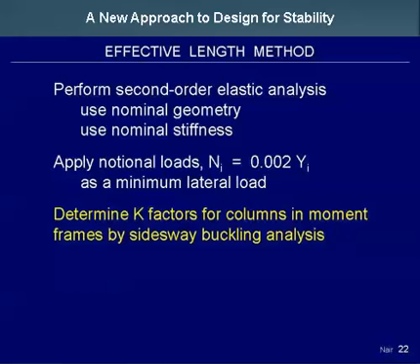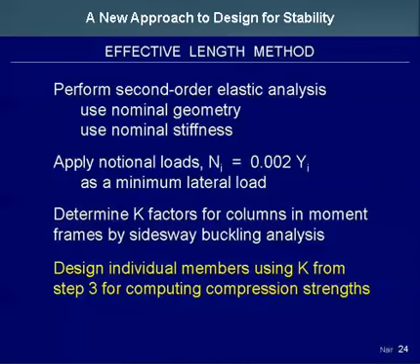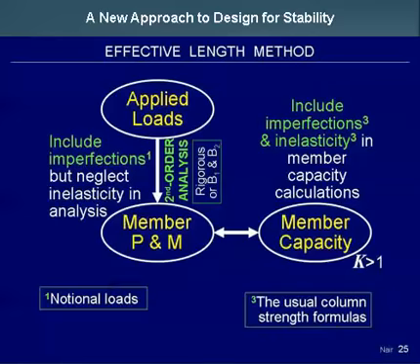Determine K factors for columns and moment frames by sidesway buckling analysis, and this is the step that I have no idea how to do, and I don't know if anyone is doing it right, but this is the same as before. You've got to determine K factors. Exception is that you can use K equals 1 if delta over delta 0 is close to 1. And finally, design individual members using K from step 3 for computing compression strengths. That's the effective length method.